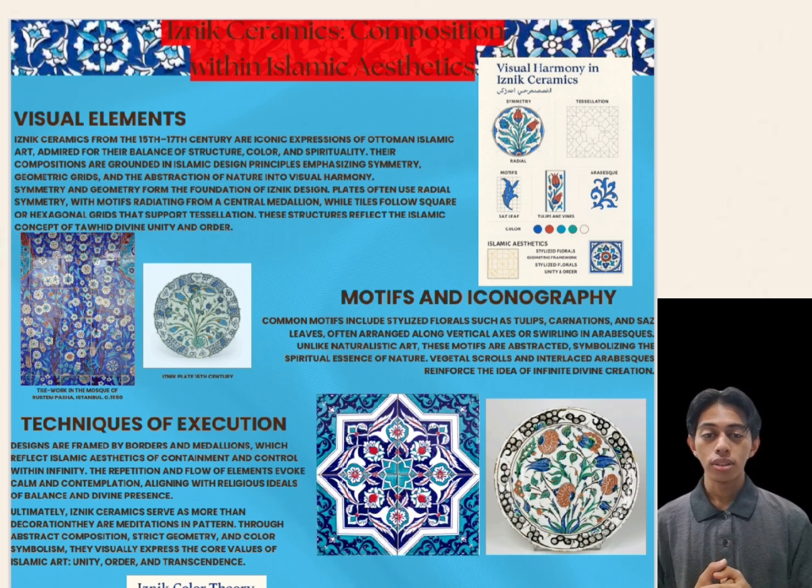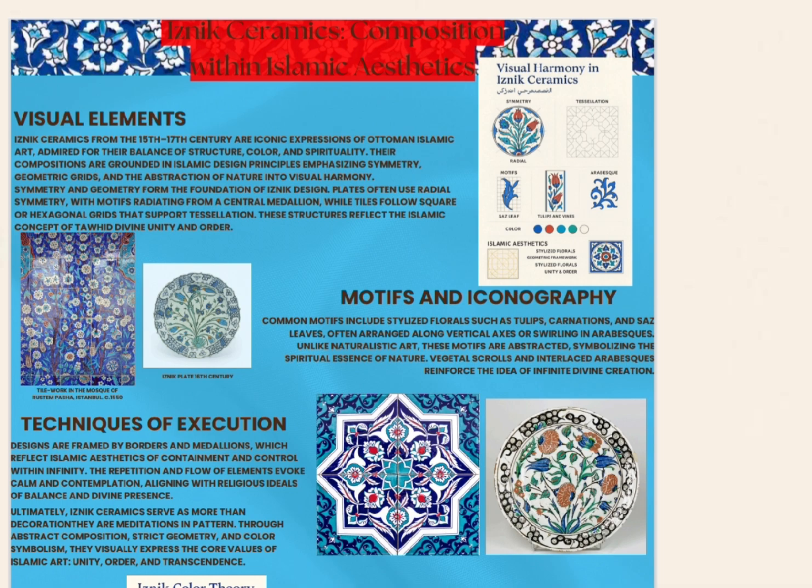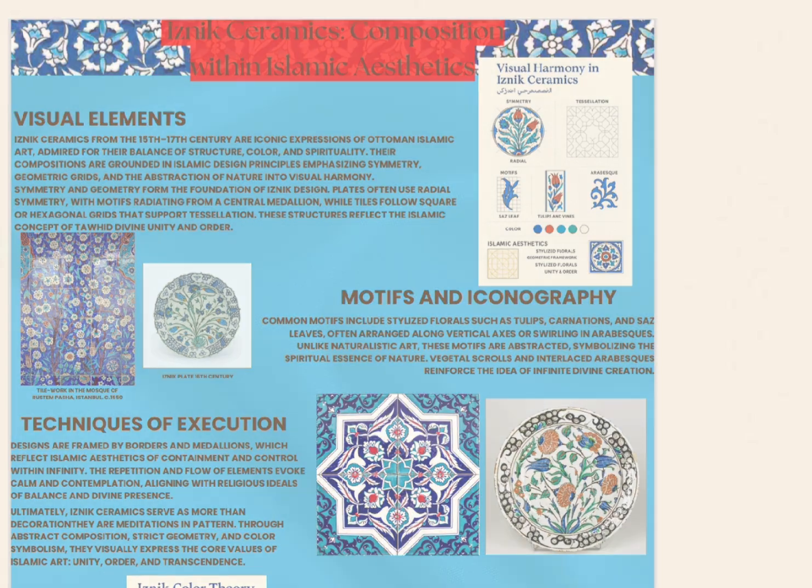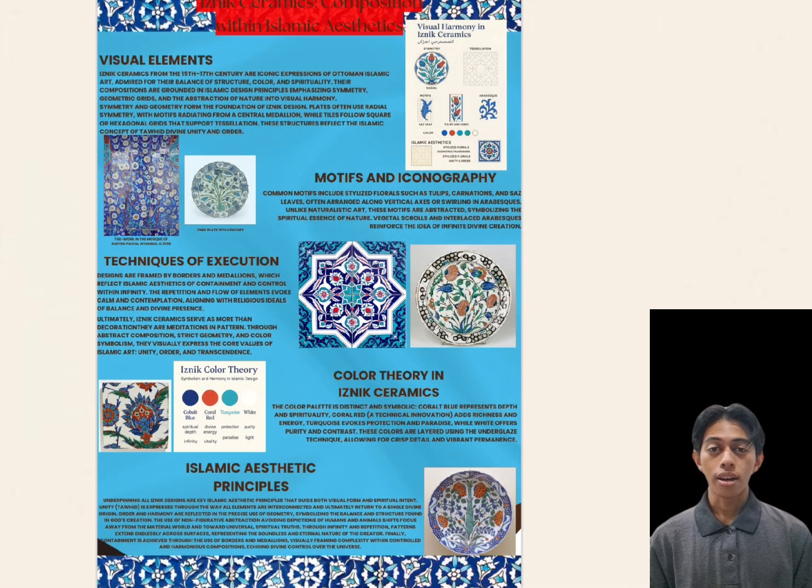Next, the motif section shows how elements like tulips and saz leaf are abstract. I use both text and icon style visuals to help viewers connect motif types to the broader Islamic aesthetic. On the right, I add an infographic style box showing design concepts, symmetry, tessellation, and motif examples. This part explains the structure visually and quickly.